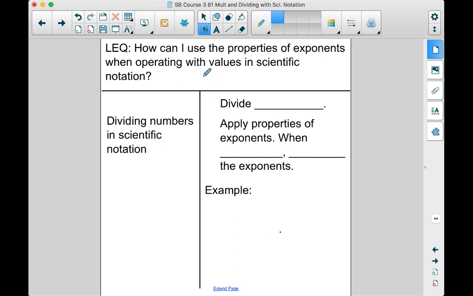Okay, so today we're talking again about properties of exponents when operating with values in scientific notation. And yesterday we did multiplication. Today we are focusing on division. So when dividing numbers in scientific notation, the same type of rules apply. Yesterday we multiplied our coefficients, and today we're dividing those coefficients.